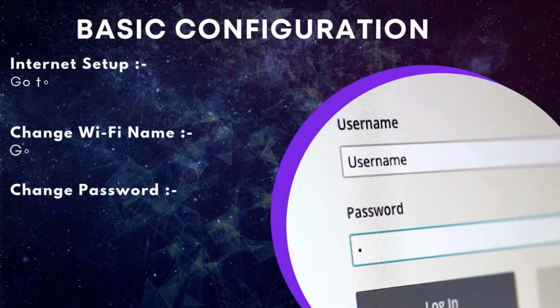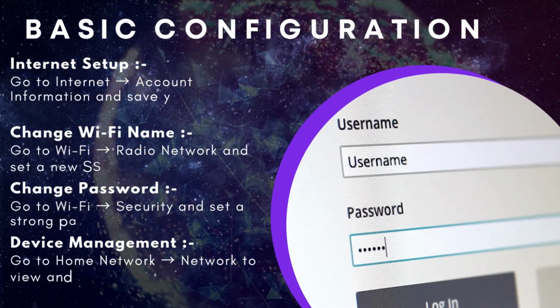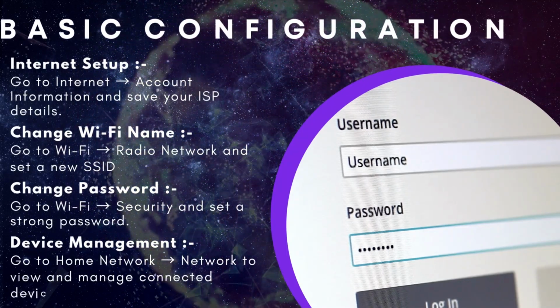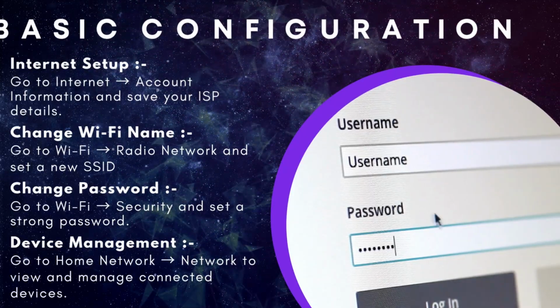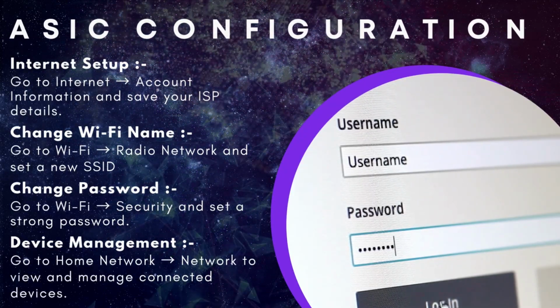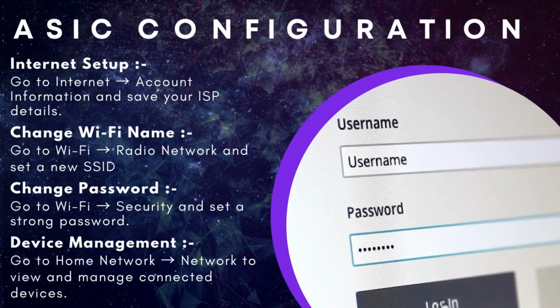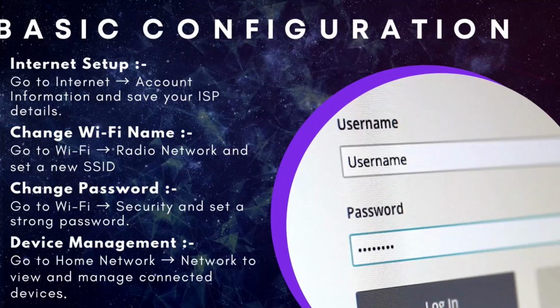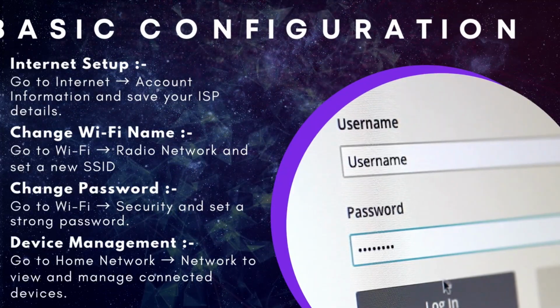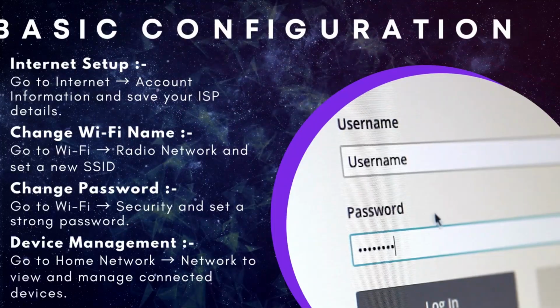Basic configuration. Internet setup. Go to Internet, account information, and save your ISP details. Change Wi-Fi name. Go to Wi-Fi, radio network, and set a new SSID. Change password. Go to Wi-Fi, security, and set a strong password.